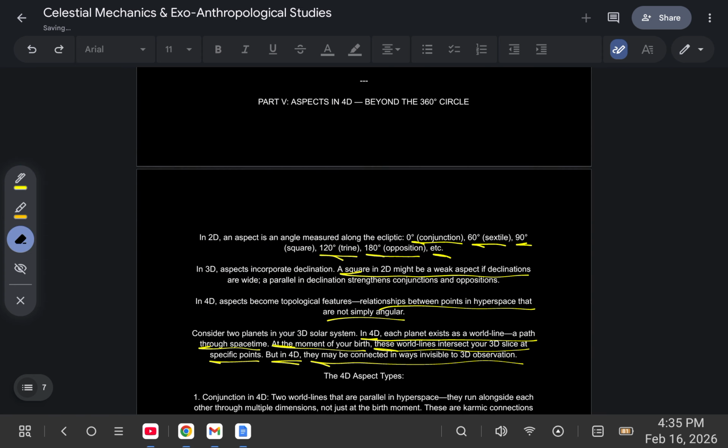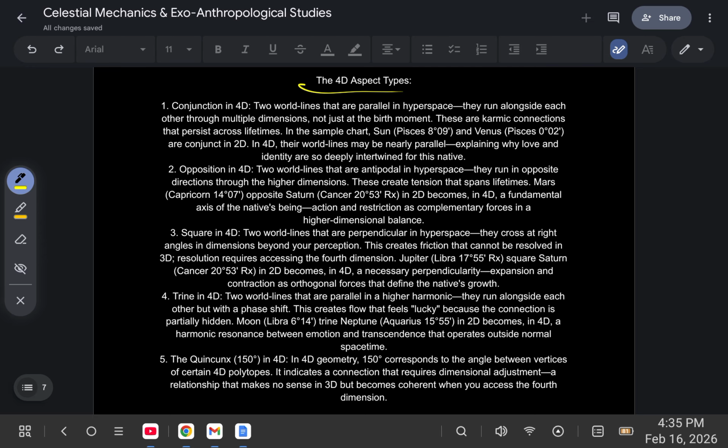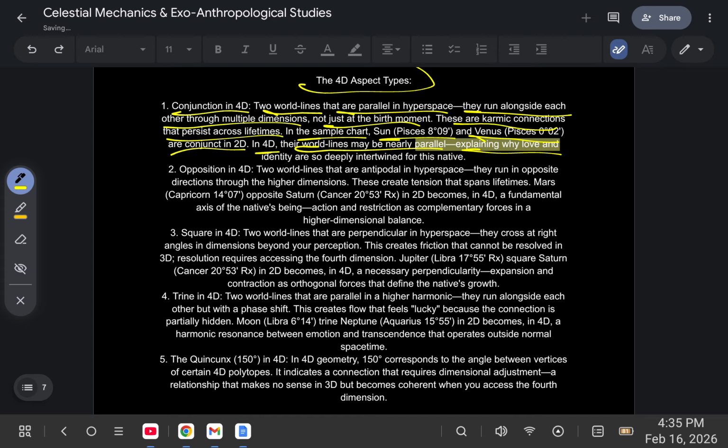Now let's look at the 4D aspect types. So, conjunction in 4D: 2 world lines that are parallel in hyperspace. They run alongside each other through multiple dimensions, not just at the birth moment. These are karmic connections that persist across lifetimes. In the sample chart, for example, Sun in Pisces at 8°09' and Venus in Pisces at 0°02' are conjunct in 2D. In 4D, their world lines may be nearly parallel, explaining why love and identity are so deeply intertwined for this native.